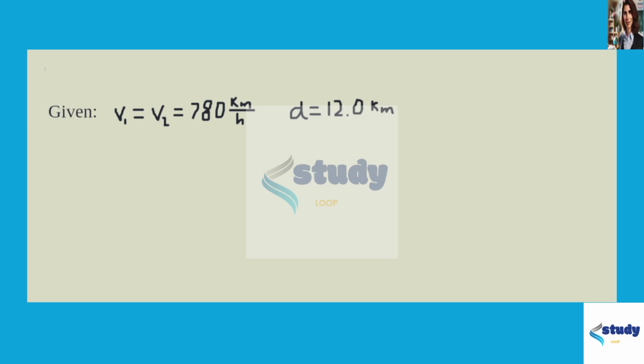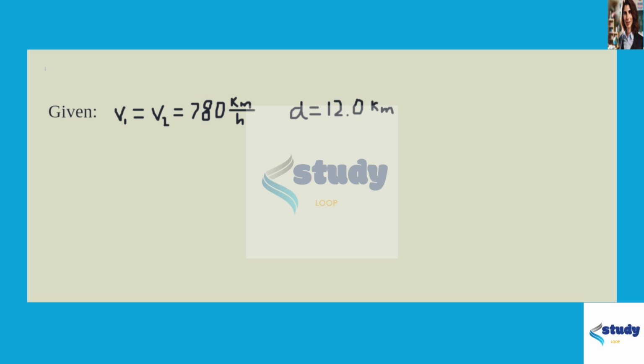Our question says that two planes approach each other head-on. Each has a speed of 780 kilometers per hour, and they spot each other when they are initially 12 kilometers apart. How much time do the pilots have to take evasive action?